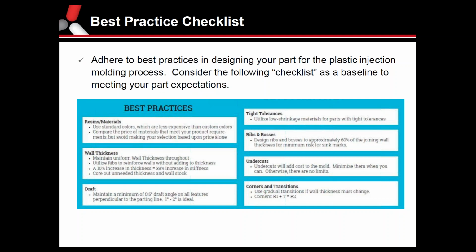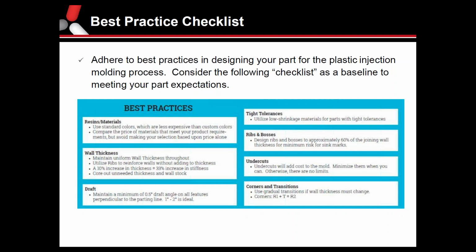Wall thickness, again, maintaining a uniform wall thickness throughout the part. Utilize ribs to reinforce walls. Core out unneeded thick areas. And just the rule of thumb, a 10% increase in thickness will increase your part stiffness by 33%. Always keep an eye on your draft. Draft is your friend. You want this part to come out of the tool.